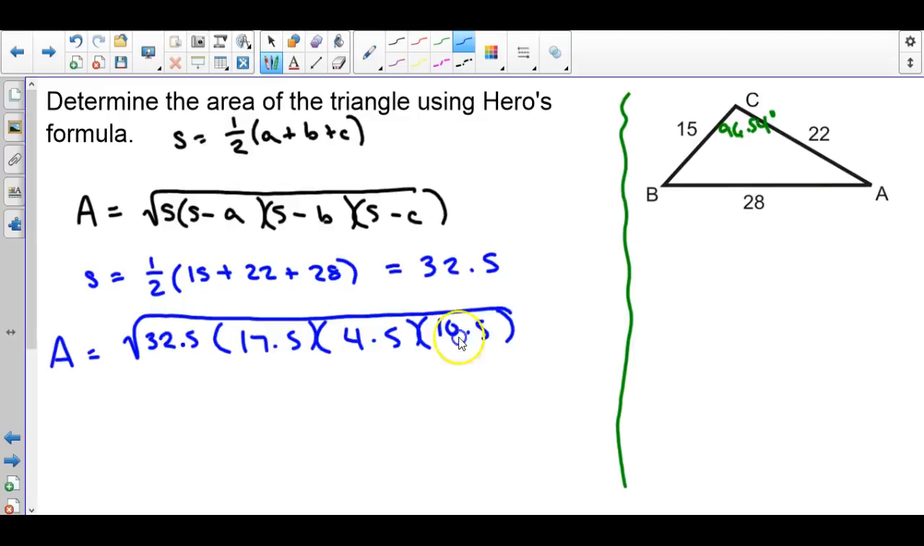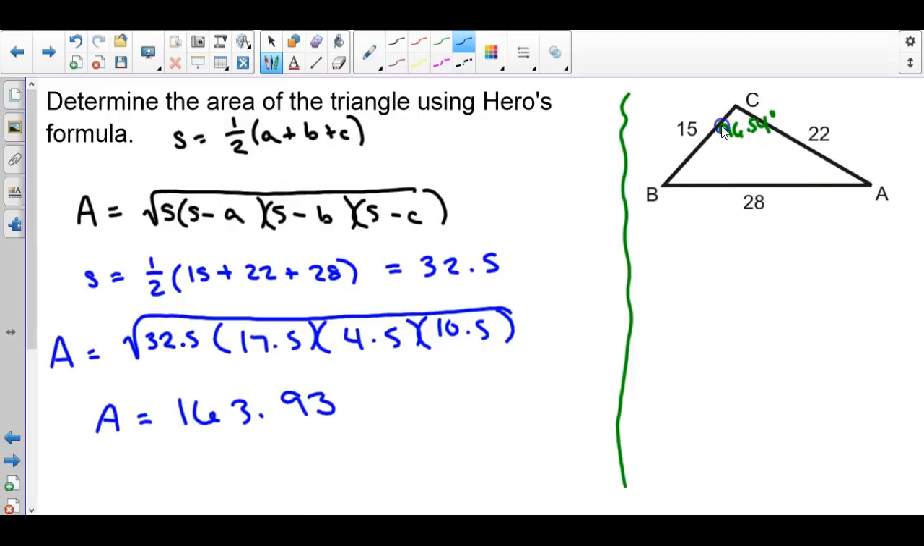So now you can just throw this whole thing in your calculator. My area is going to equal the square root of that whole thing. So I'm going to press square root on my calculator, type in 32.5 times 17.5 times 4.5 times 10.5, and I'm going to get a square root, and then that is 163.93 for my area. So again, that is just one way of figuring out my area.